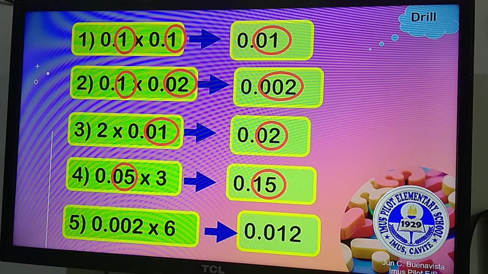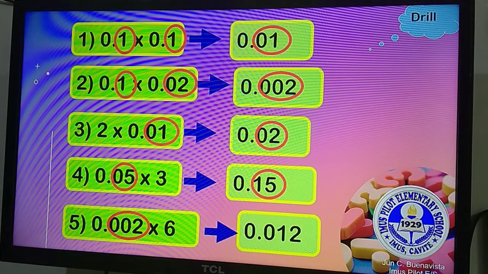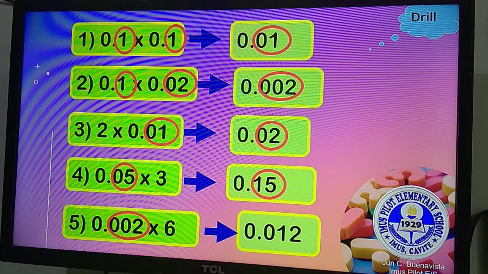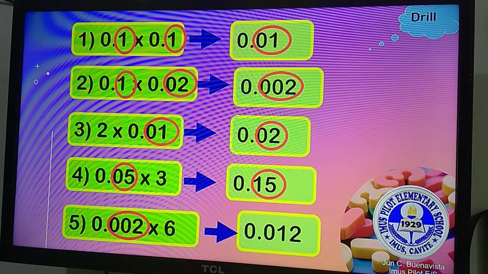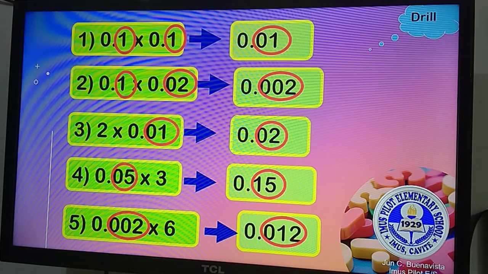Then for number 5, we have 3 decimal places because of 2.000. 0.002 is 3 decimal places. So times 6. The 6 has no decimal place because it is a whole number. Since we have 3 decimal places, your answer must also have 3 decimal places. So 2 times 6 equals 12. Then to complete the decimal places, you have to annex or add 0. So that is 0.012. That is how to multiply decimals by another decimal or decimals by a whole number.